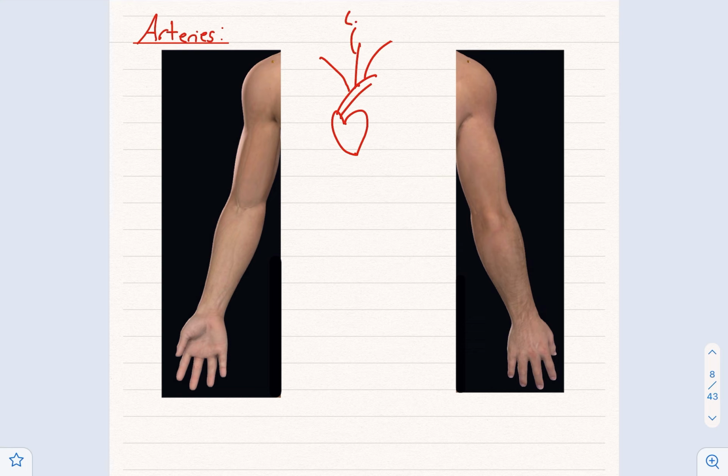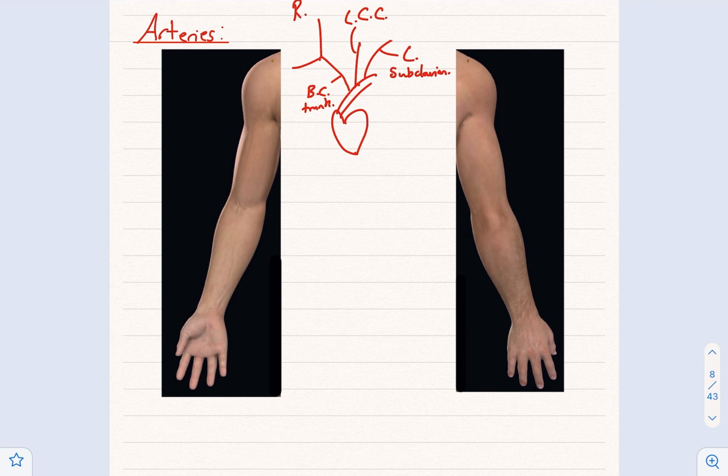If we label them, we'll start off with the middle one, because why not? This is called the left common carotid. Then this one here is called the left subclavian. And this one is called the brachiocephalic trunk. This is one of the asymmetries of the body, where it's not exactly the same on either side, because the brachiocephalic trunk then divides like that into the right common carotid and the right subclavian. It's not great, but that's all first year content about the heart.